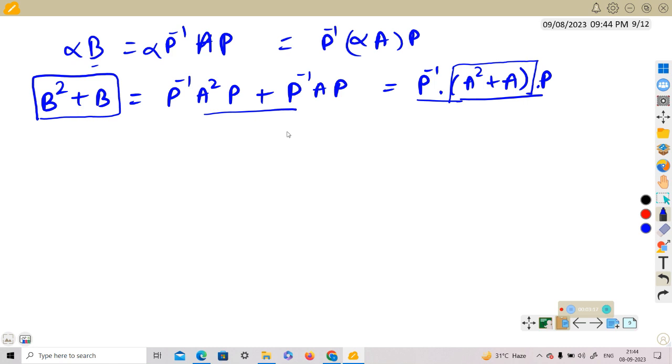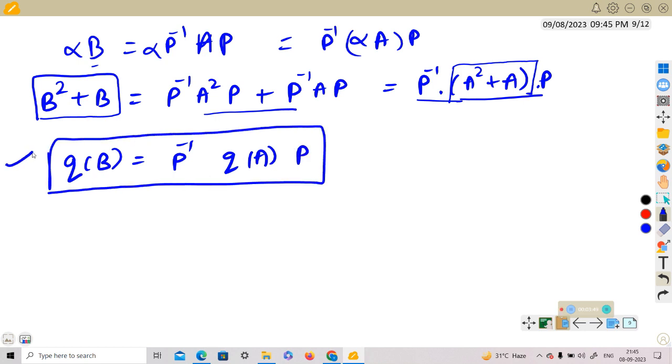So this observation tells us that if we take any polynomial, okay, we have to use different notation. If we just take any polynomial, say Q, then Q(B) will be equal to P inverse Q(A) P. This is what we observe from these results. This is not difficult to prove, simply proved by induction.